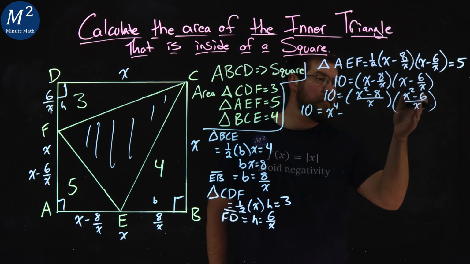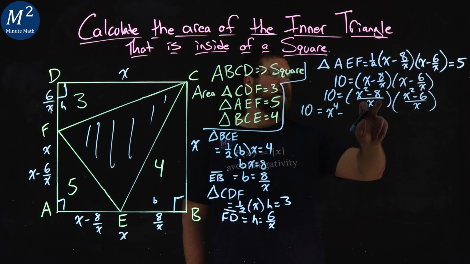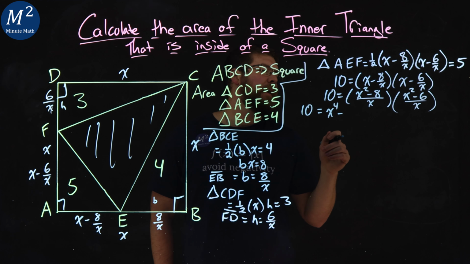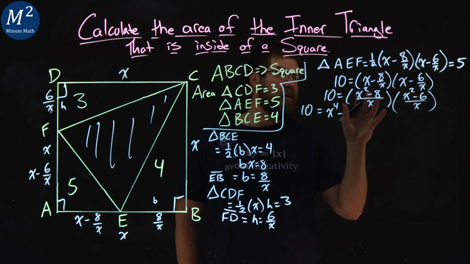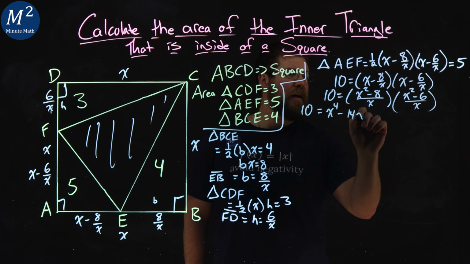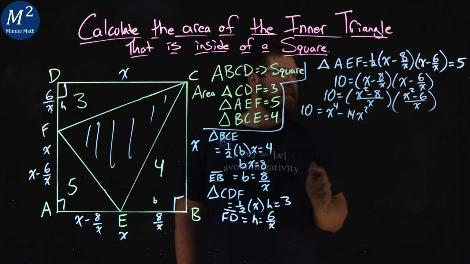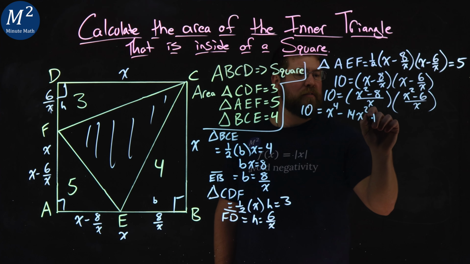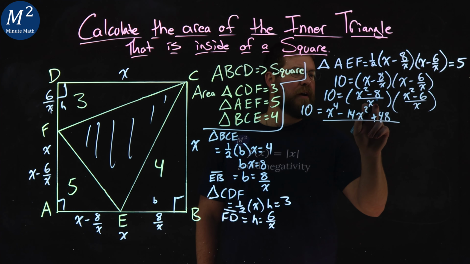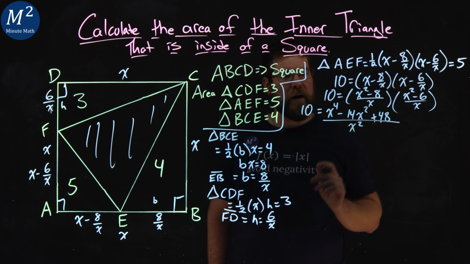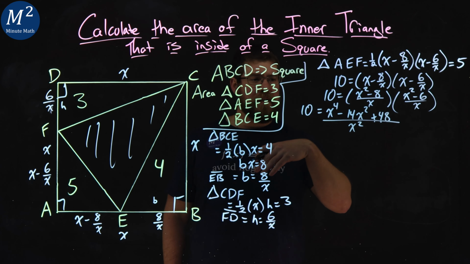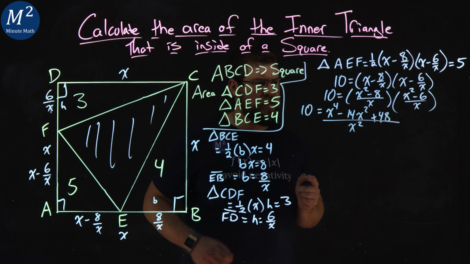squared times negative 6 x squared, plus a negative 8 times x squared, as a negative 8x squared. Add them together, and we get a negative 14x squared, and then negative 8 times negative 6 comes out to be a positive 48, all over x times x, which is an x squared. Multiply x squared to both sides, we're going to simplify, try to get everything equal to 0.